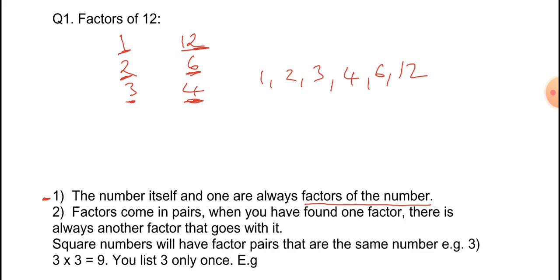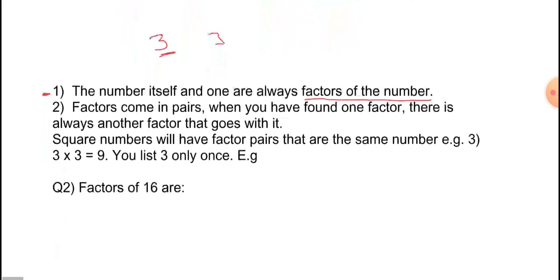However, if it's a square number, for example 9, we know that 3 and 3 will be listed as factors. But when we write down the factors like this, we'll write down 3 just once for the number 9. So to explain that a bit more, we will now look at the factors of 16.